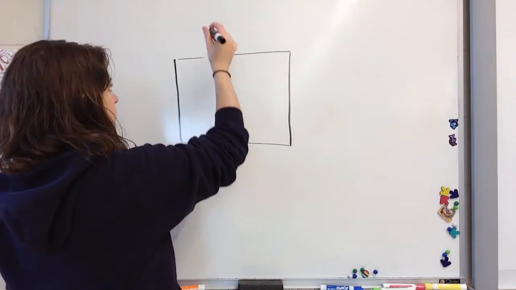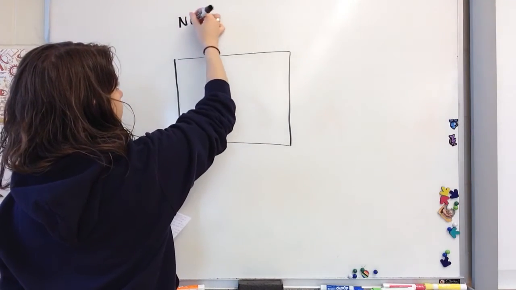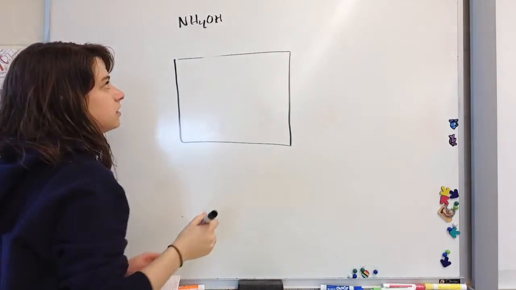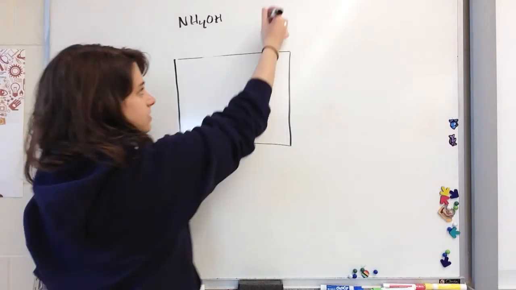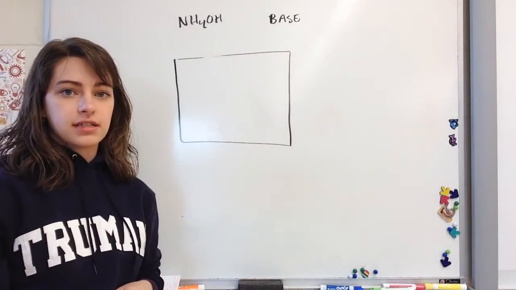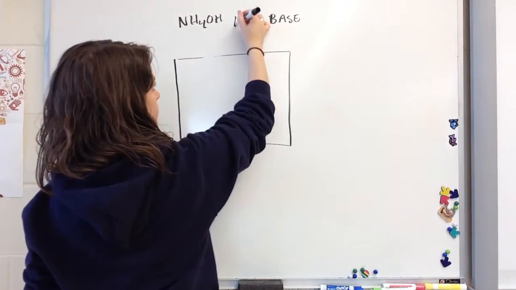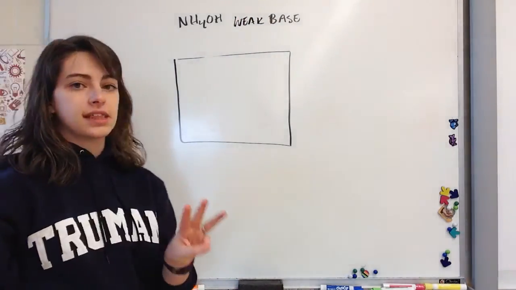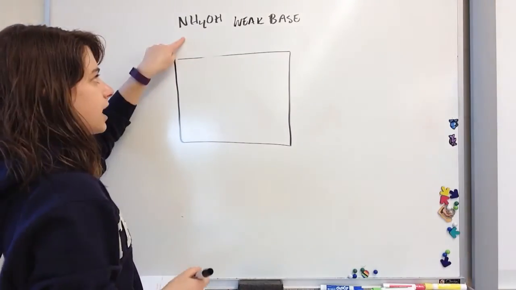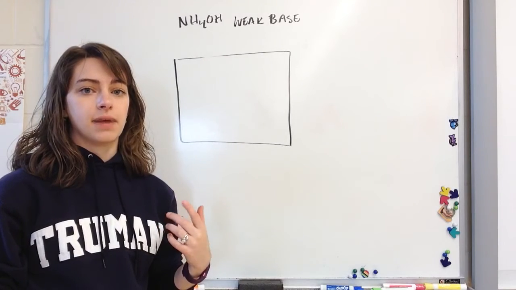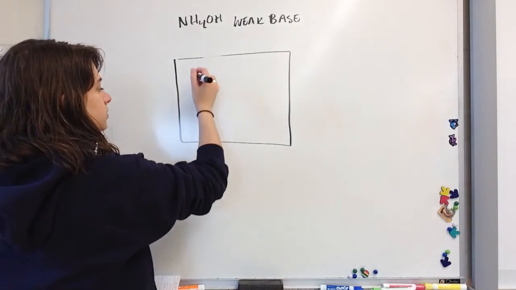So if I have NH4OH, or ammonium hydroxide, it is a base. It's not on my list of strong bases, so it's going to be a weak base. Which means I'm going to see 3 things in my particle diagram. I'm going to see my ammonium hydroxide, I'm going to see my ammonium ion, and I'm going to see my hydroxide ion.